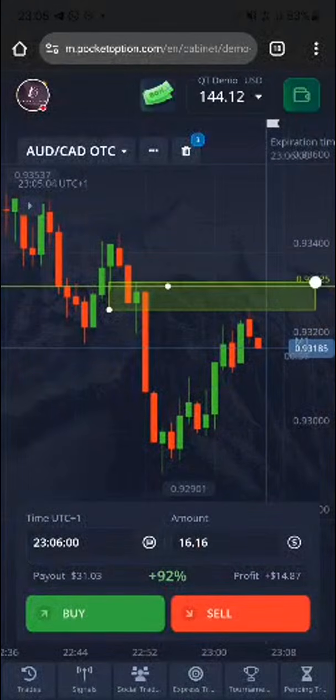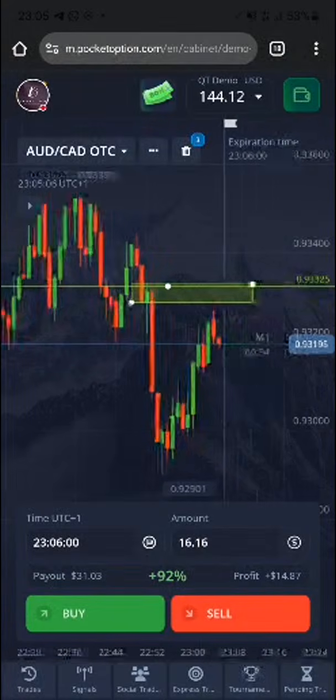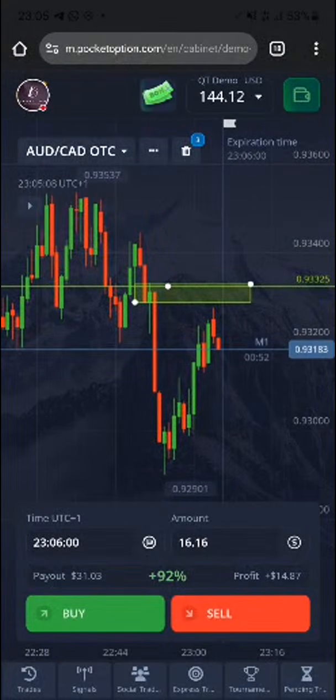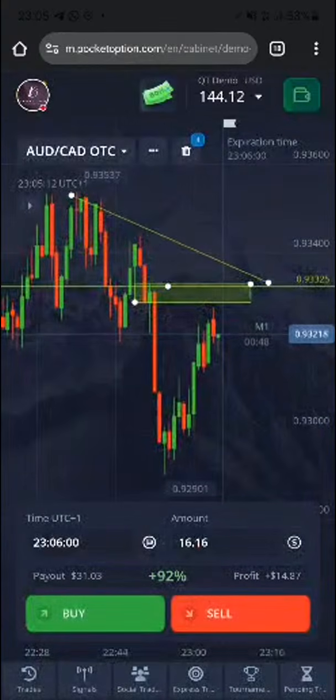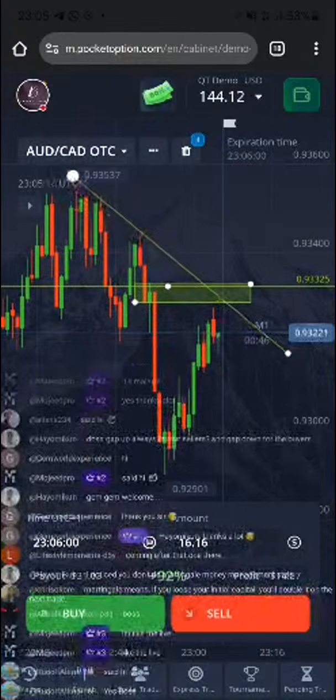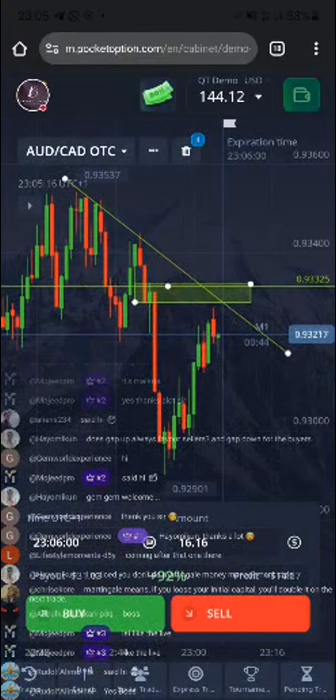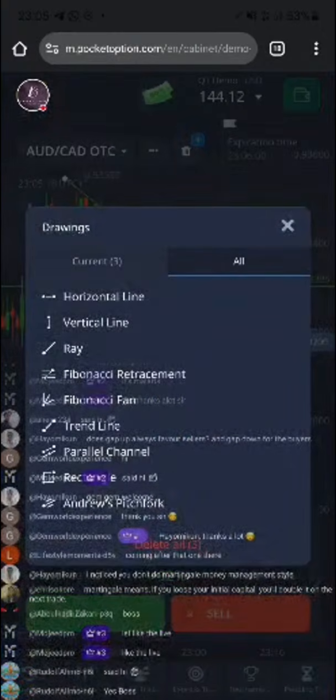This supply area might be up to something, but it's only supply. I actually don't have any other reason. Let me see if I can combine it with this trend line. If I can combine it with that trend line, that would be nice.